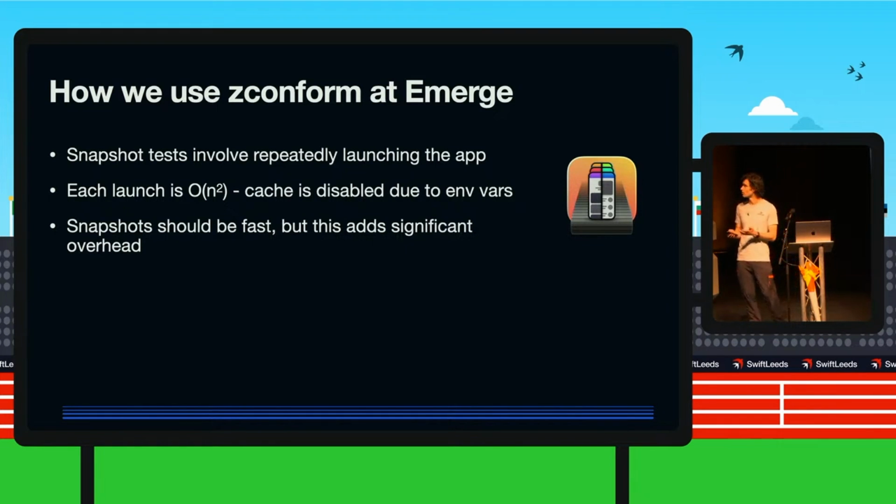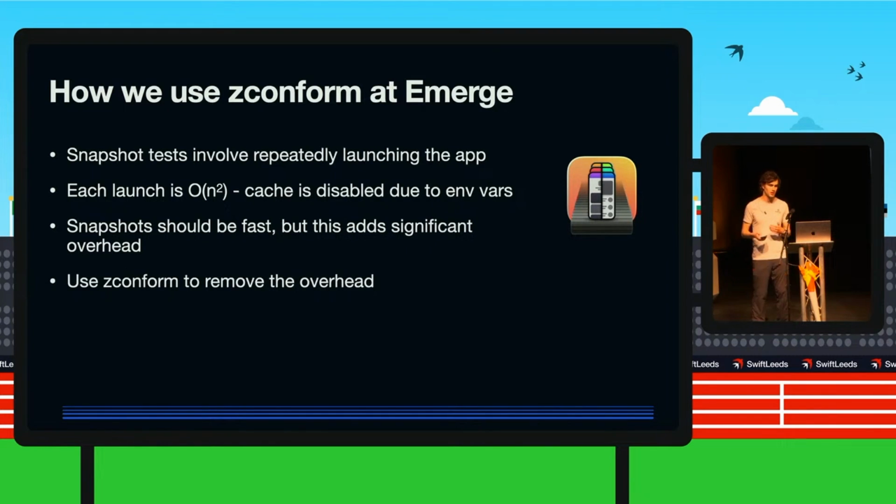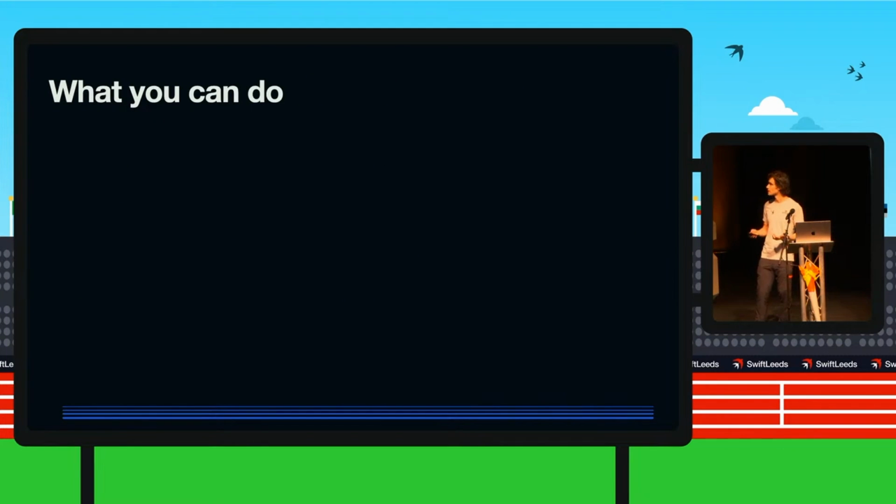So to solve this problem and make them a little bit faster, we just add zconform to immediately remove that overhead and make these run a lot faster. So that's great, but it still doesn't help your actual users. So I want to talk a little bit about things that you can do.